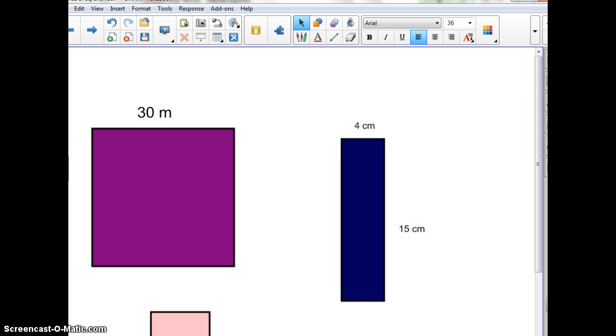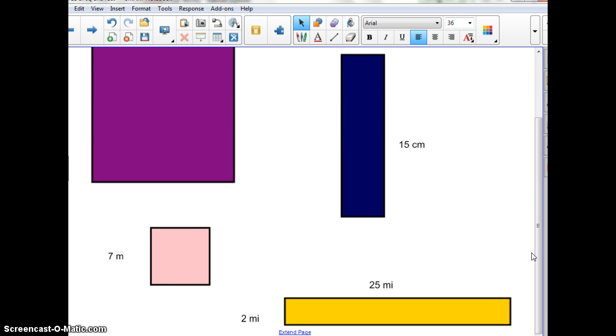Now let's go over to the Vikings purple shape. Now think about this. What's the formula for the area of a rectangle, excuse me, a square? Sam? 900 meters squared. Good work, Sam. How about the pink shape down below? Alexis? 49. What's the unit? Meters squared. Say squared, not 2. 49 meters squared. How about the yellow rectangle? America? 50 miles squared. 50 miles squared.